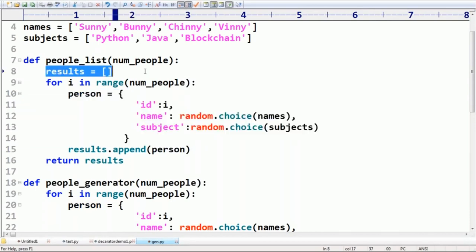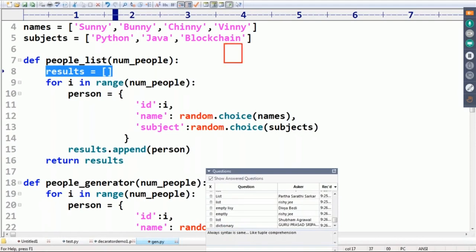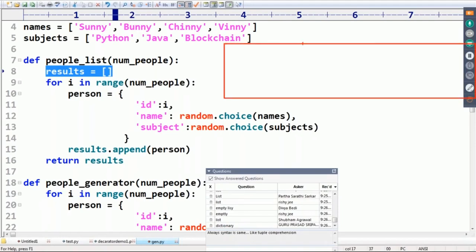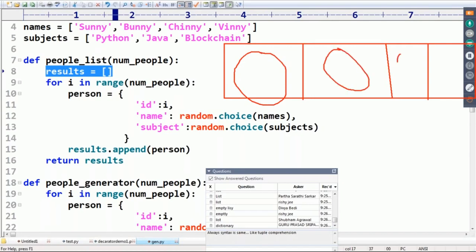Are you getting? Now have a look once. I have a list. In this list, every object itself is nothing but a person object. First person object, second person object, third person object and so on. Every person object is a dictionary: ID, next and after that name, next and after that subject.